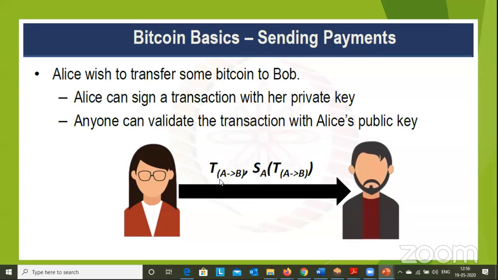Now there is a transaction T between A and B. That transaction is signed by A, so that is the digital signature. It is signed with the help of the private key of Alice, the secret key of Alice. The transaction is signed like that.